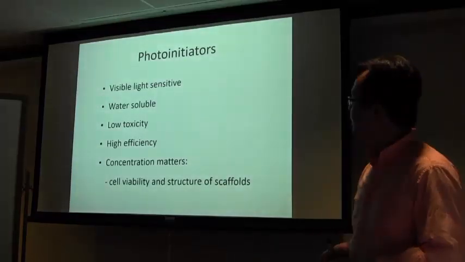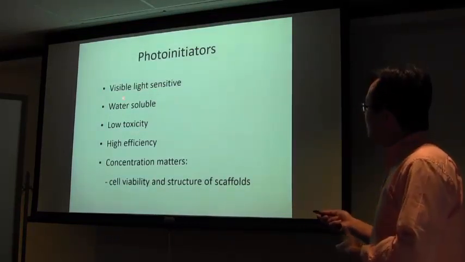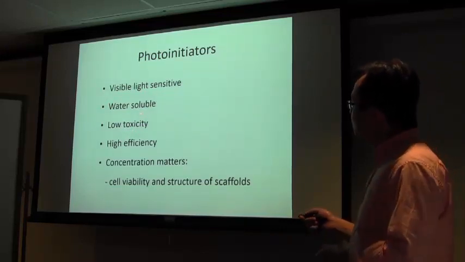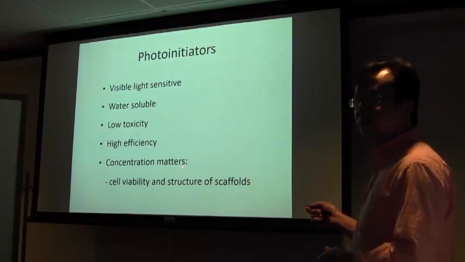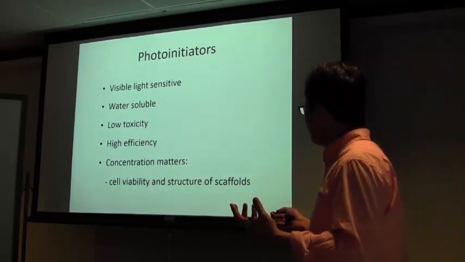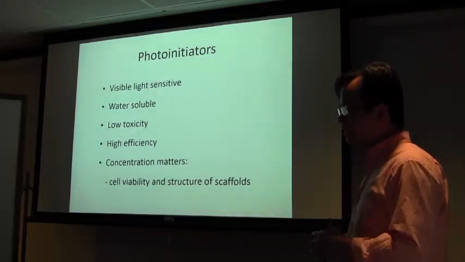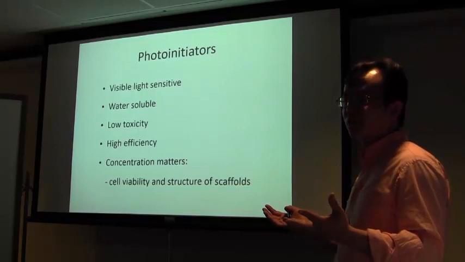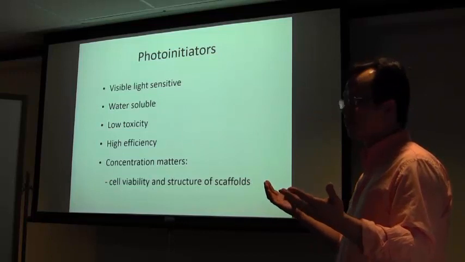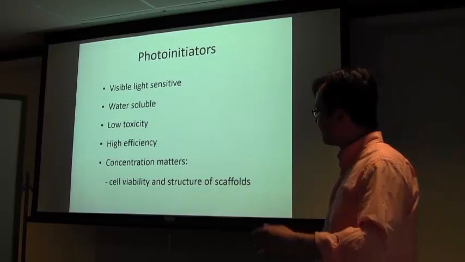Then we'll talk about the photoinitiators. Because we're going to use visible light, it should be visible light sensitive. It should be water soluble, low toxicity and high efficiency. We have to deal with the concentration very carefully because it really changes your printing process. It will affect the cell viability and also the structure of the scaffold. If you have too much initiator, it produces too many free radicals. So they crosslink not only the place you want, but also somewhere else. So you have to get the best concentration for the printing, but not too high.